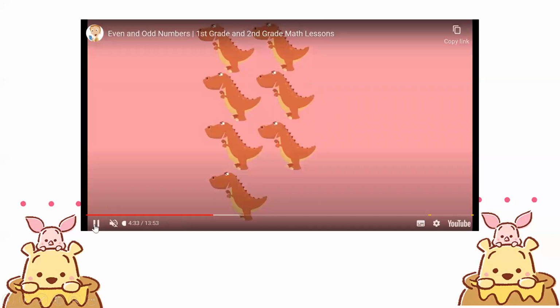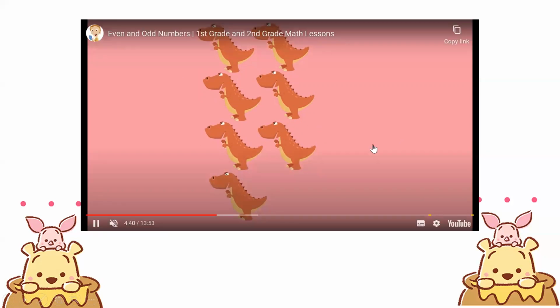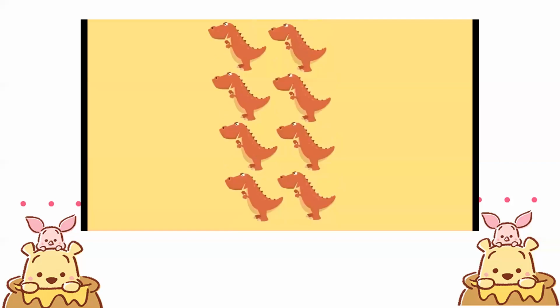Now look here. Let's count it first. 1, 2, 3, 4, 5, 6, 7. We have 7 dinosaurs. All the 6 have friends, while the 7th one is all alone. So we would say that the number 7 is odd. It's not even. We cannot group it into 2. Okay, the number 7 is odd.